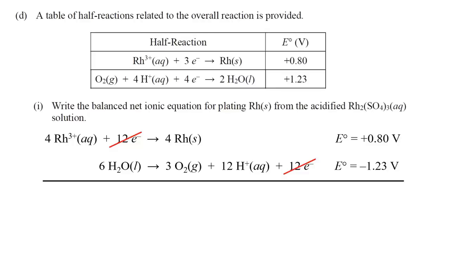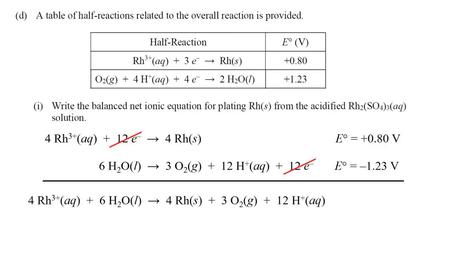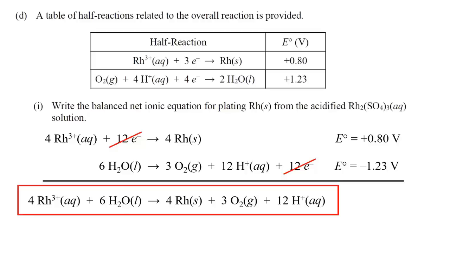And then when I add these two equations together, I get 4 moles of rhodium 3+ ions plus 6 moles of water. So those are my reactants. And on the right side of the equation, I have 4 moles of solid rhodium, 3 moles of oxygen gas, and 12 moles of aqueous H+ ions. So this is now my official answer to part DI. Hopefully that process of combining those two half reactions made sense to you.